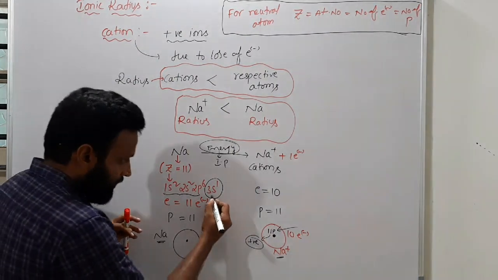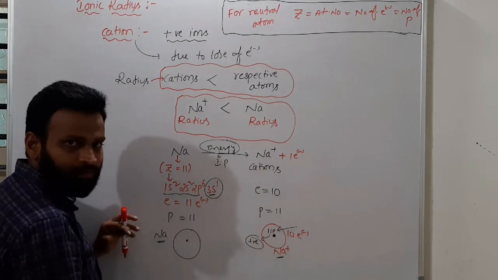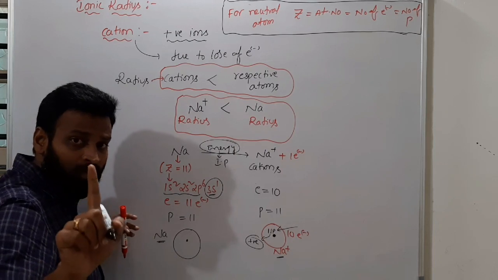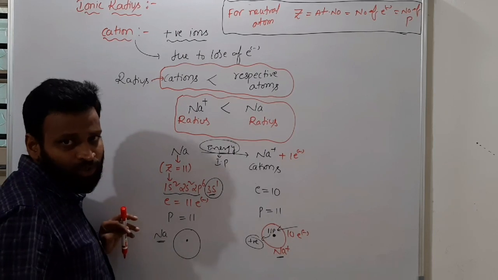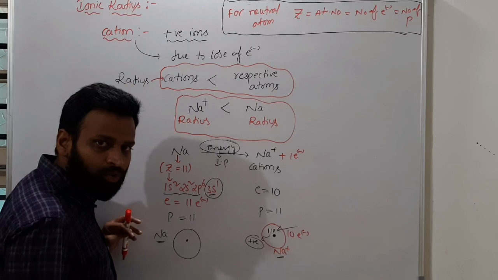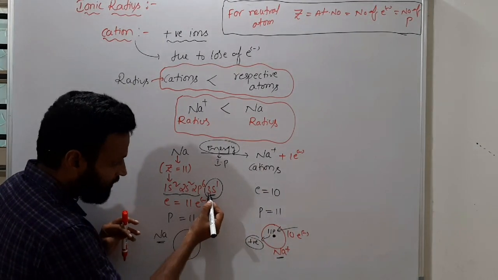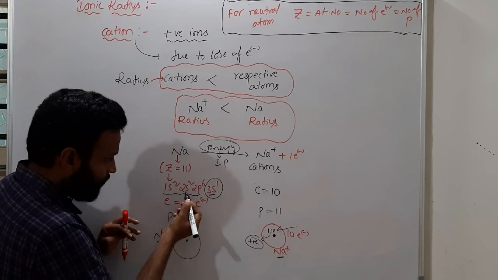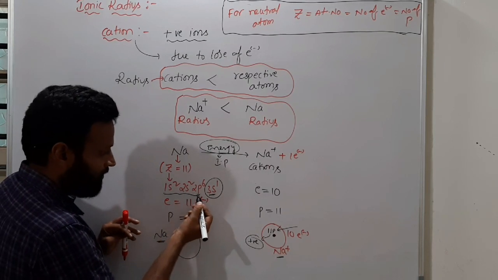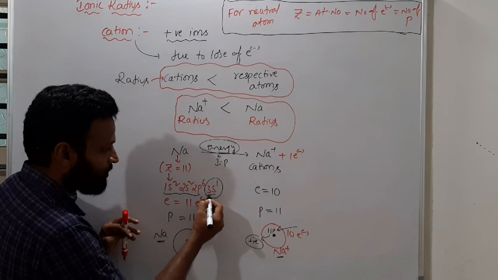Getting what I am saying? So this 3s1 can lose. Removal of electron is always from the outermost shell, I told you. Outermost shell is who? Highest n value. Highest n value is what here? 3. Here 2. This is called the penultimate shell. This is the last shell, the outermost shell.